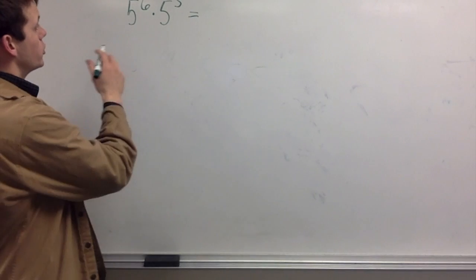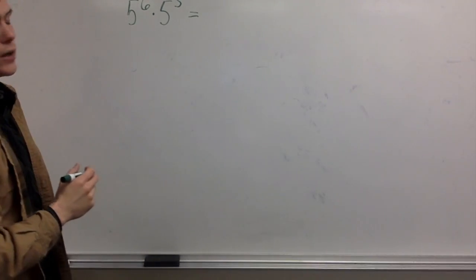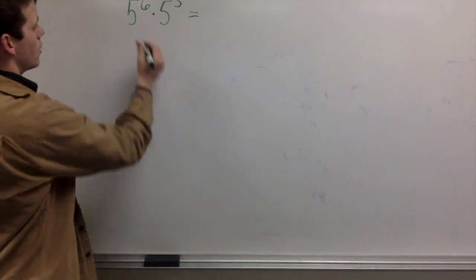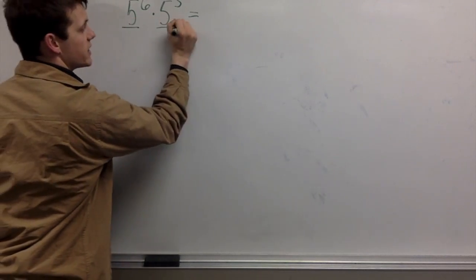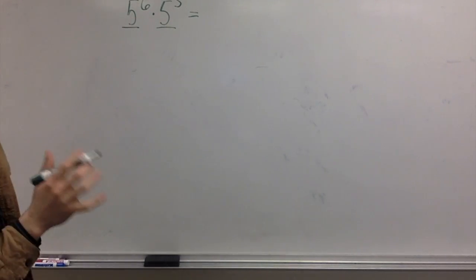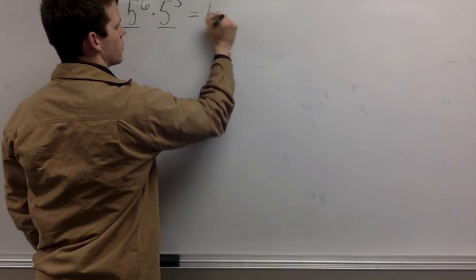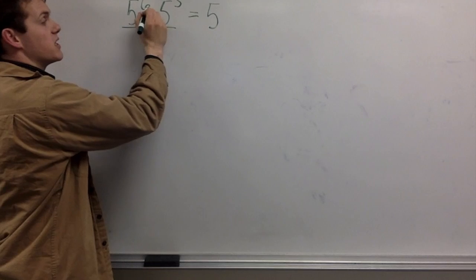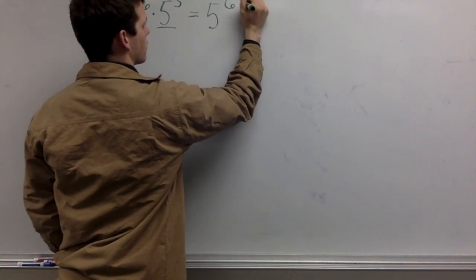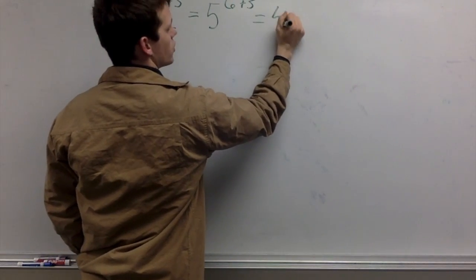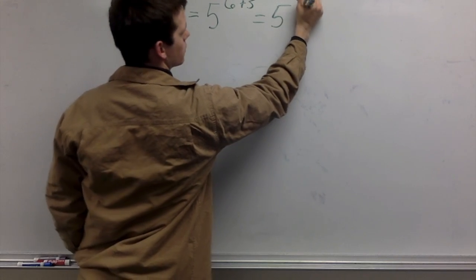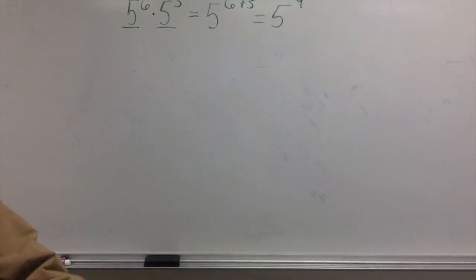Now, we'll do our multiplying numbers with exponents. So the numbers have the same base. It's very important that you have the same base. And we get 5 to the 6 plus 3, which is then equal to 5 to the 9th.